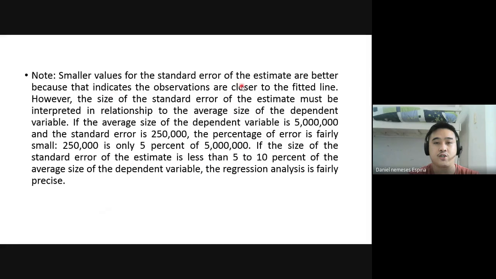Okay, so take note that smaller values for the standard error of estimate are better. So we want nga ang atong standard error of estimate are small, so that the observations are closer to the fitted line or the regression line. So kung gamay ang error, then mas taas atong reliance on our forecasted value kaysa sa katong taas og standard error.